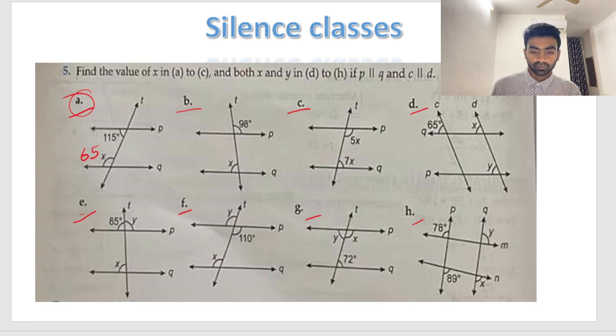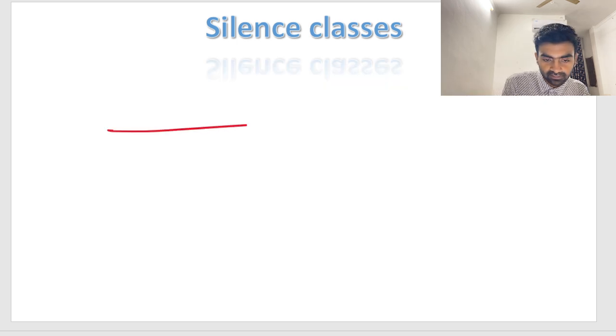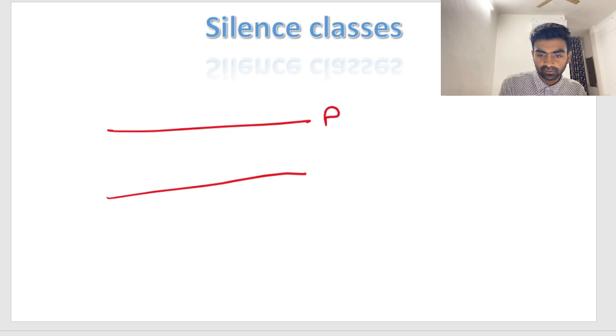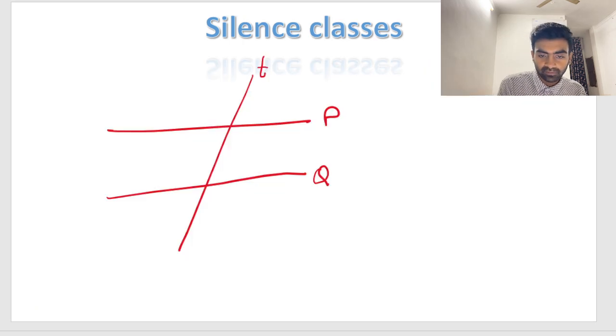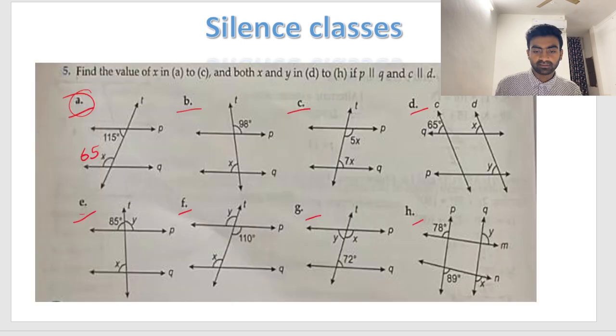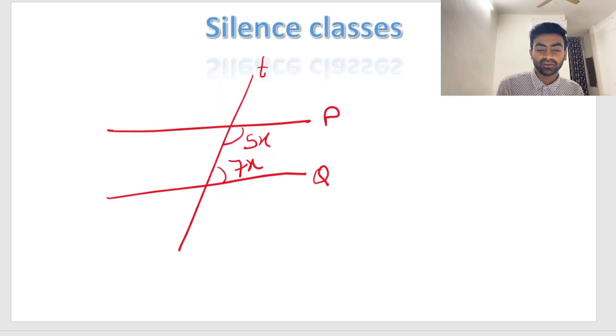So now we have to find it out. Part C, there are these two lines, this one is P and this one is Q, and this is a transversal, that is T. This one is 5x and this one is 7x. Very interesting question. So we know that these two are co-interior angles.